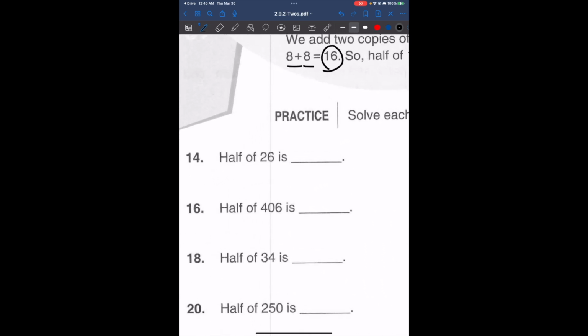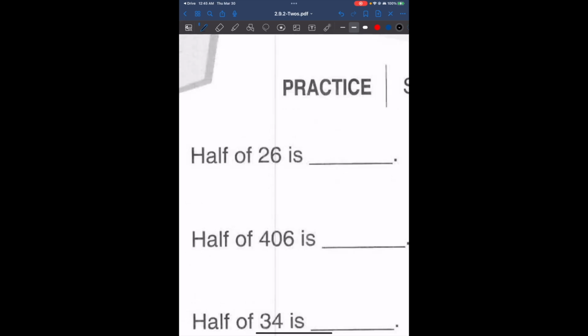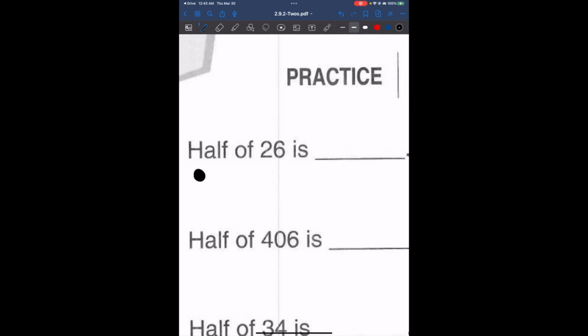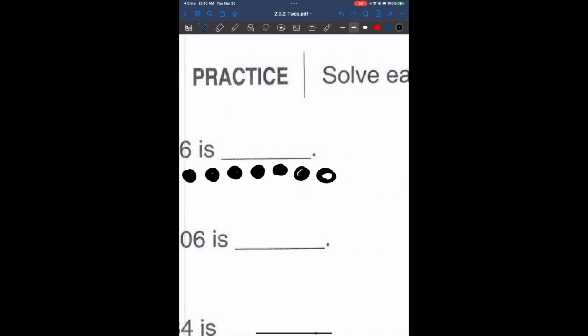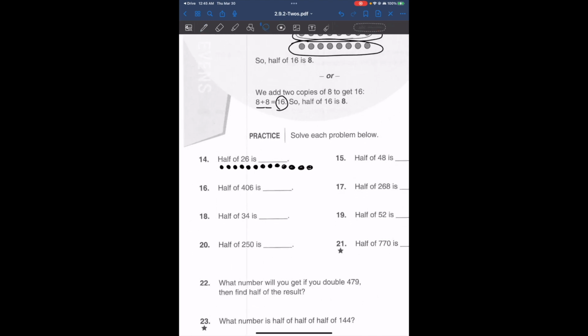So half of 26, we can think of this as having 26 dots.